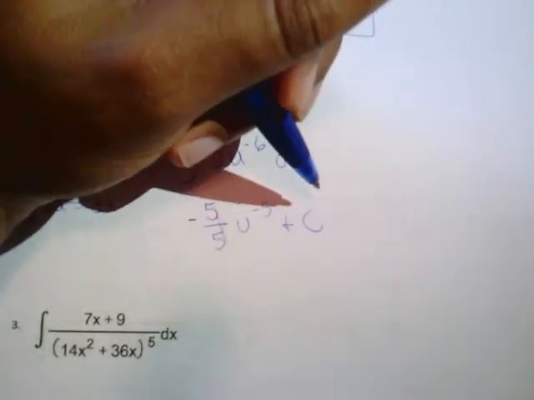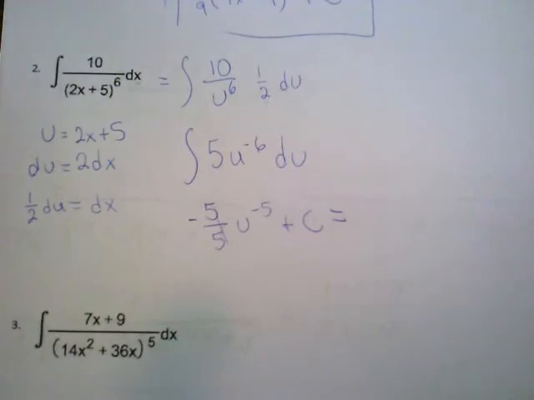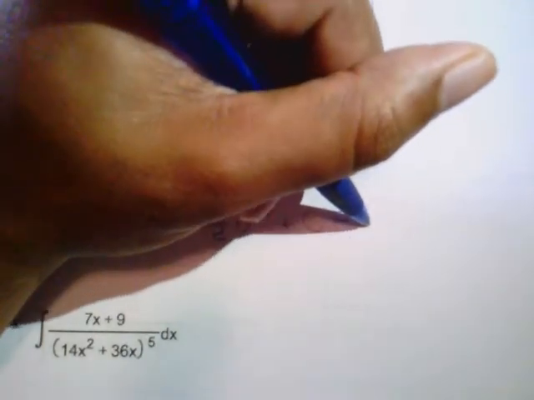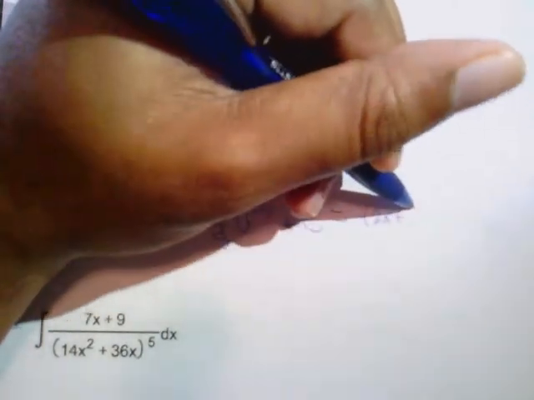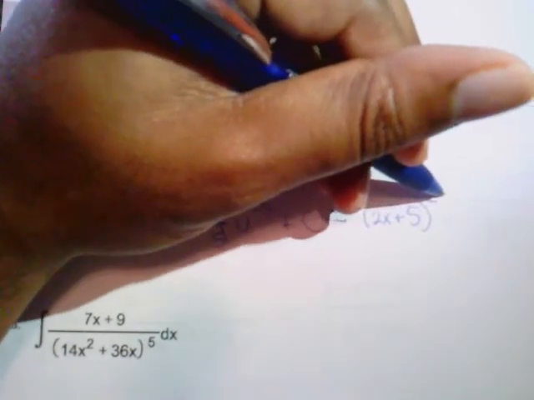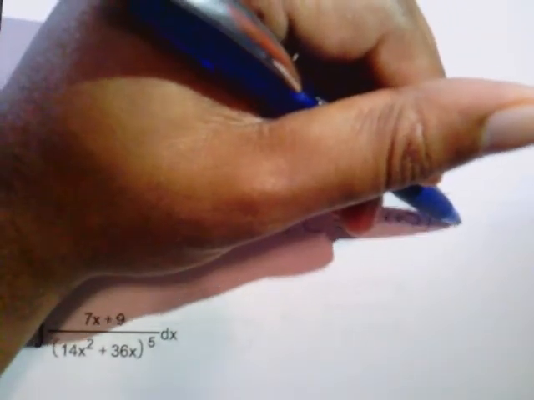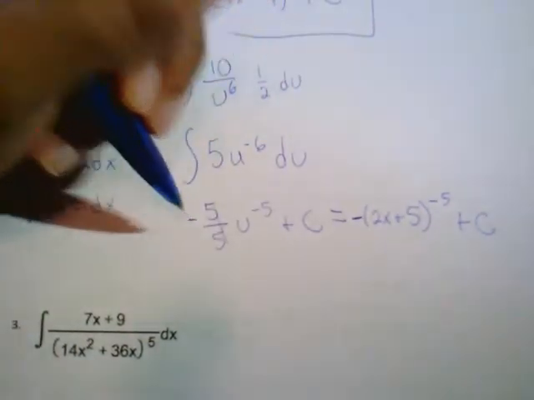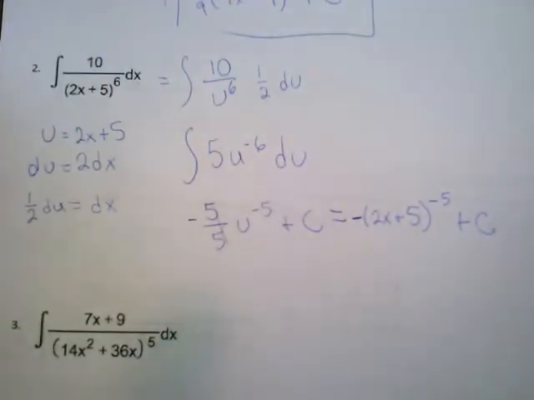So we'll be left with, once we substitute back in 2x plus 5 for u, we'll have 2x plus 5 to the negative 5th power plus c. Sorry, negative, because the 5's cancel, but you still have the negative sign there in front.